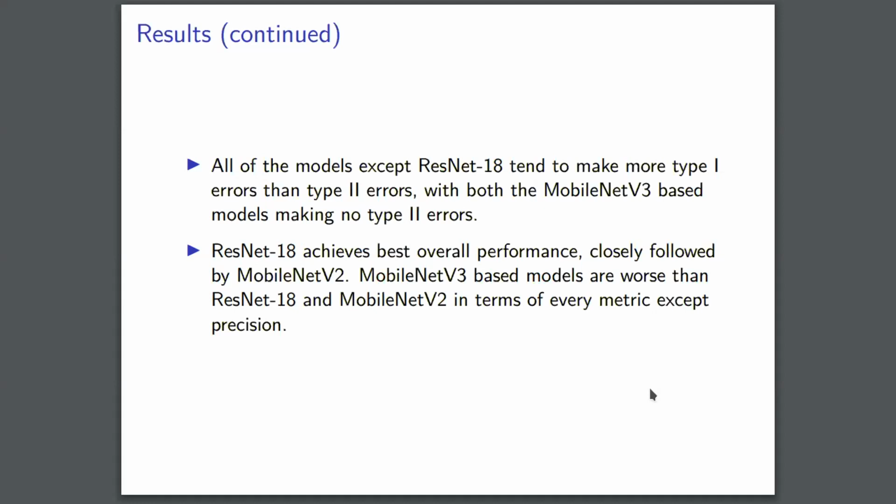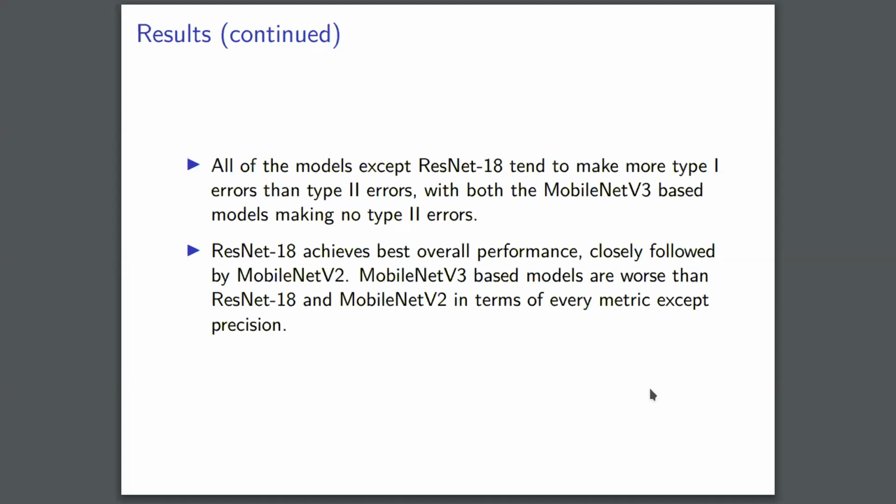And we see that ResNet achieves overall the best one. It is closely followed by MobileNet version 2 and version 3. We also see that MobileNet version 3 large is worse than MobileNet version 3 small. This is because MobileNet version 3 large is not able to generalize that well when compared to MobileNet version 3 small on a small data set. This is one of the issues with MobileNet version 3 large, at least in our case.